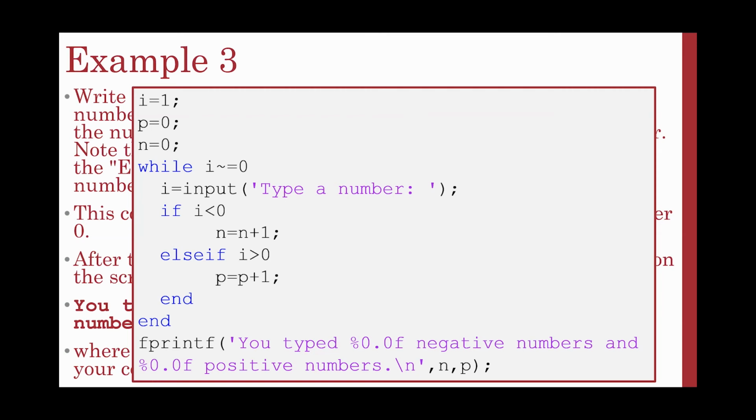And then based on that value of I, we want to know if I is negative. We're going to add 1 to our negative counter, which is n. If I is positive, we're going to add 1 to our positive counter, p. The first end ends the if statement, the second end ends the while statement, and the while statement will end when I is equal to 0, since that is the logic we are using. And once that's done, it will then type the statement that the problem had asked us.